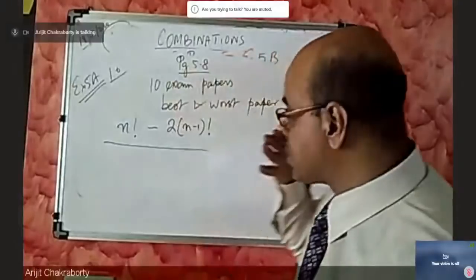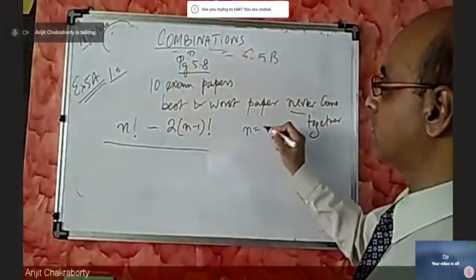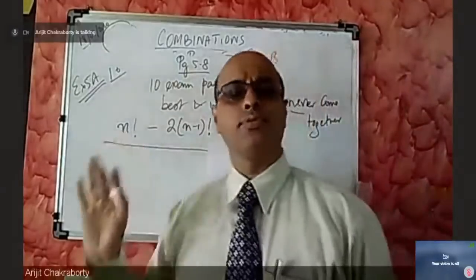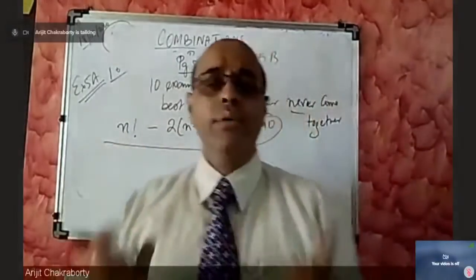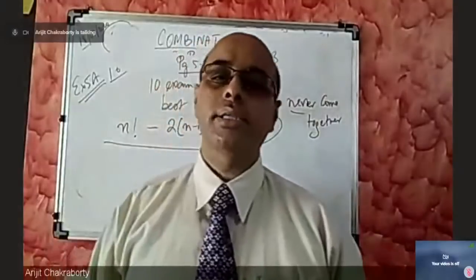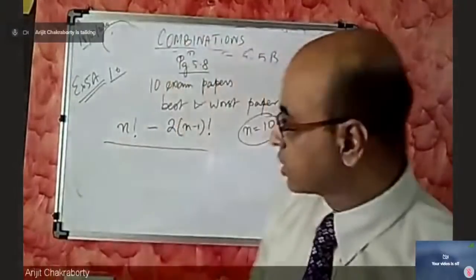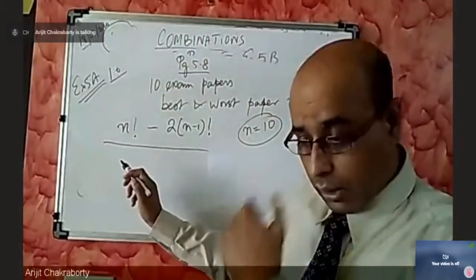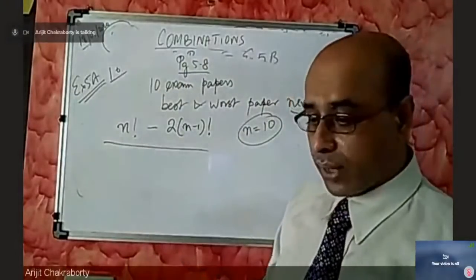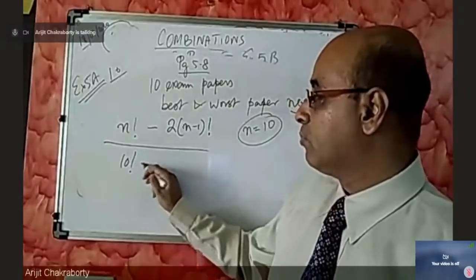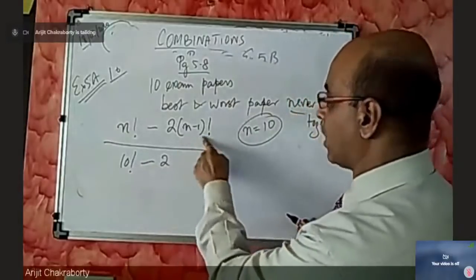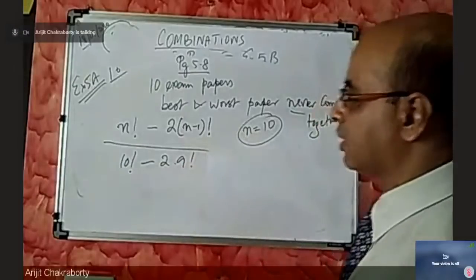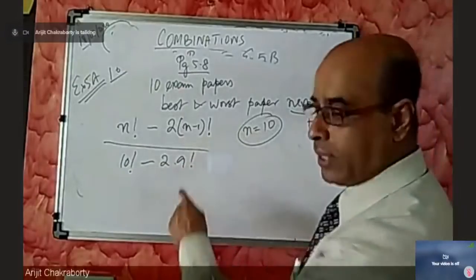So in this case, n is 10 exam papers. Now that we have proved that formula, let us directly use it. So here n is 10. So I write 10 factorial minus 2 into n minus 1, that is 10 minus 1, that is 9 factorial. So 10 factorial minus 2 into 9 factorial.